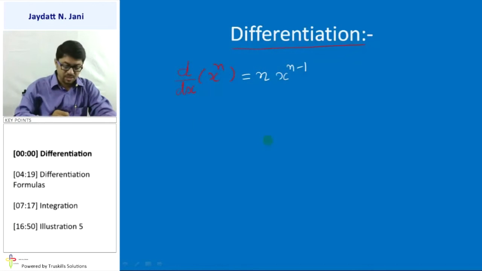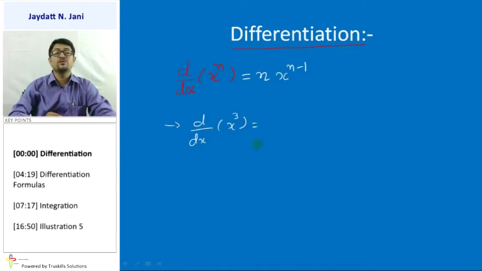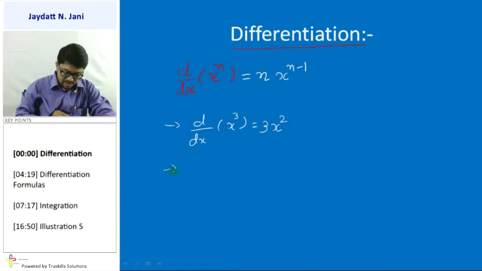For example, if we look at d by dx of x cube, how will you differentiate? Whatever the power is comes forward, meaning 3 comes forward, x as it is, and the power becomes 3 minus 1, so that is equivalent to 2. You can also do one more step.